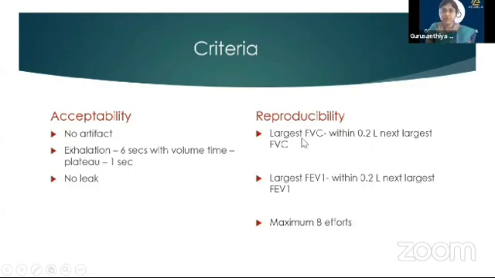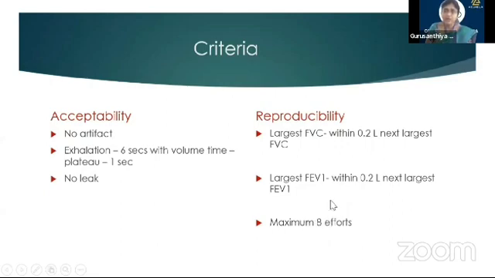The reproducibility criteria is that you ask the patient to repeat the spirometry 3 to 4 times. You measure the FVC the first time, second time, and third time. Take the 2 largest FVCs. If the difference between them is within 200 ml, then it is an acceptable spirometry. The same goes for FEV1. Take the 2 largest FEV1s. If the difference is more than 200 ml, then the spirometry is not acceptable. You ask the patient to make a maximum of 8 efforts.